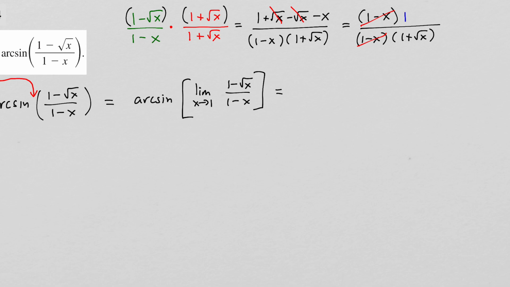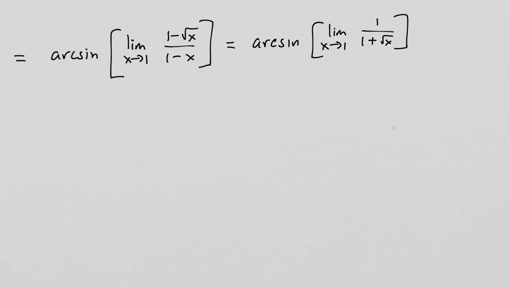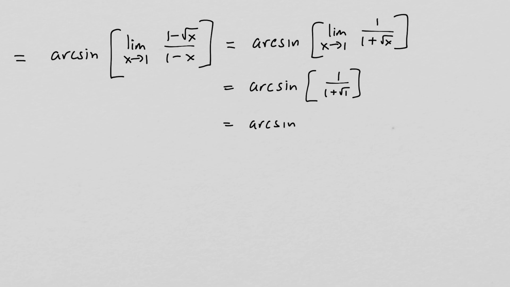And now we can rewrite this limit as the arc sine of the limit as x approaches 1 of 1 over 1 plus the square root of x. And now to finish this, we can simply plug in 1 here, right? Because this is a continuous function, so we can plug 1 in. And so we are going to get the arc sine of 1 over 1 plus the square root of 1, which is the arc sine of 1/2.